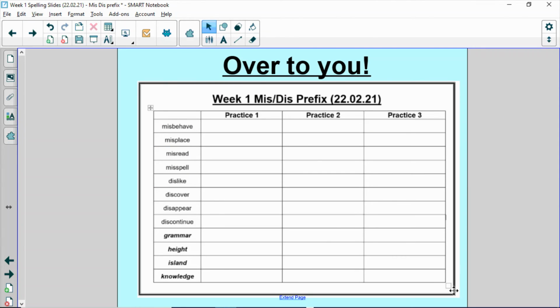And just like normal, we've got a spelling sheet that looks like this. You've got a choice here. You can practice these words under column 1, 2, and 3. You can do all 3 this morning if you'd like to, or you might choose to do 1 each day. So this could be today, this could be tomorrow's, and this could be Friday's. It's up to you how you practice them.